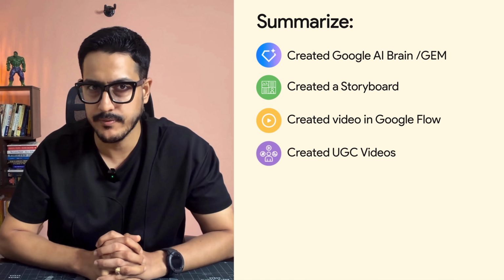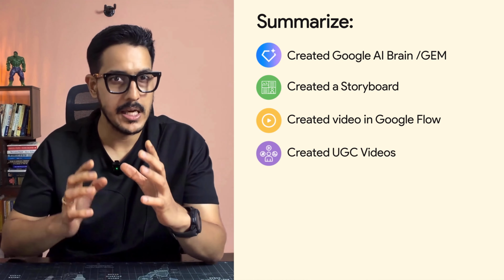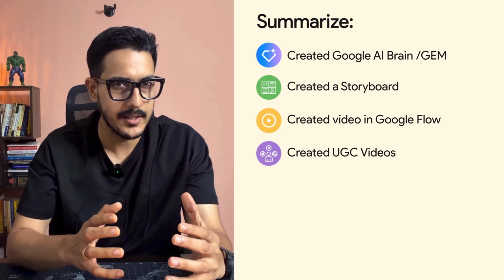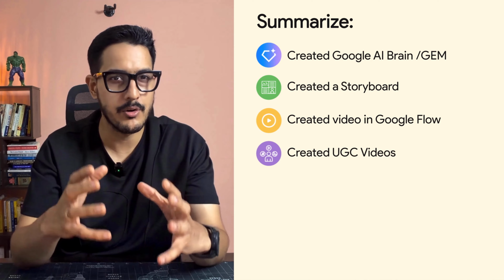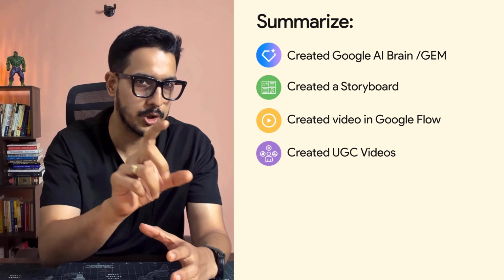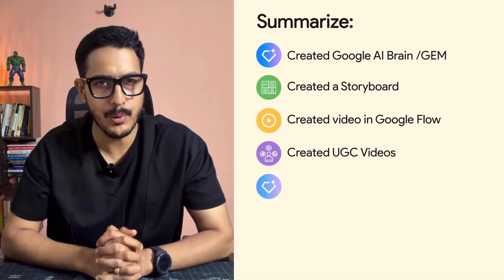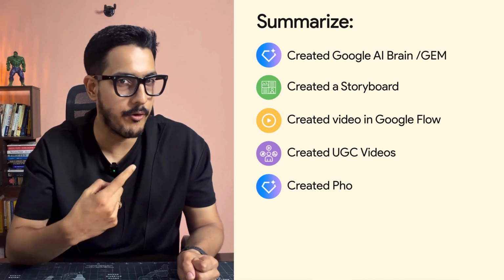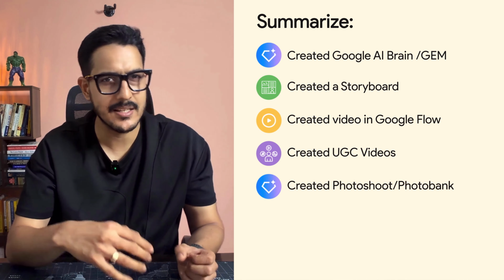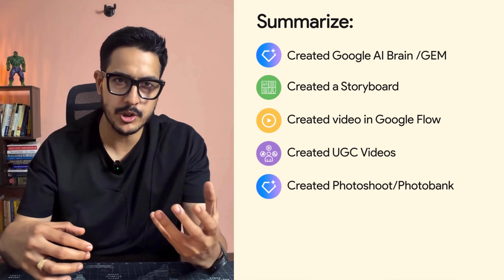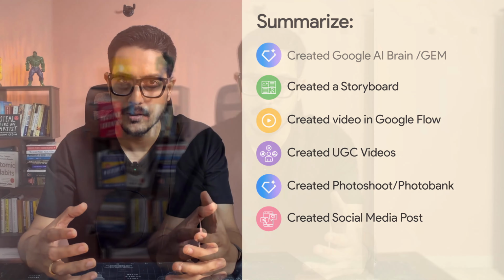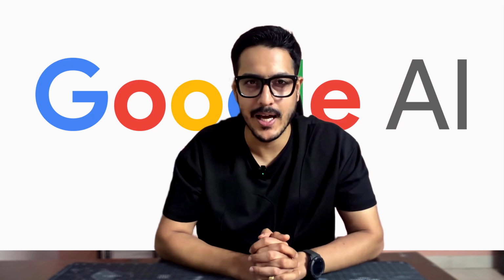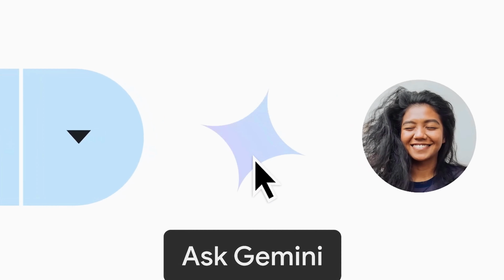Next, we created UGC videos by creating a brand character first, giving it a personality, a voice, all of that. And then we gave the prompts to create real looking reviews of the products through those UGC characters. Next, we went back to Gemini Gem. We created a photo shoot or a photo bank. We resized it for Instagram stories. We created social stories, social media posts, all of that for it. So all this means that Google AI is no joke. Google AI is one of the most powerful creative engines out there. And if you want to be one of the top 1% marketers, founders, and growth people, Google AI is a must for you to learn.